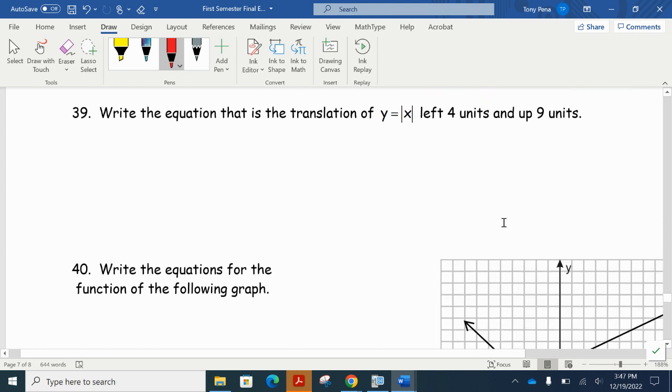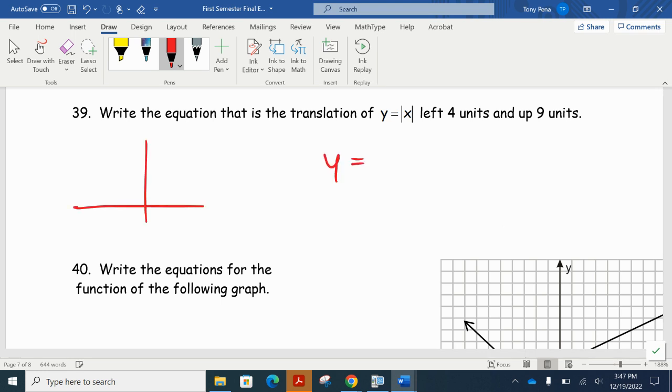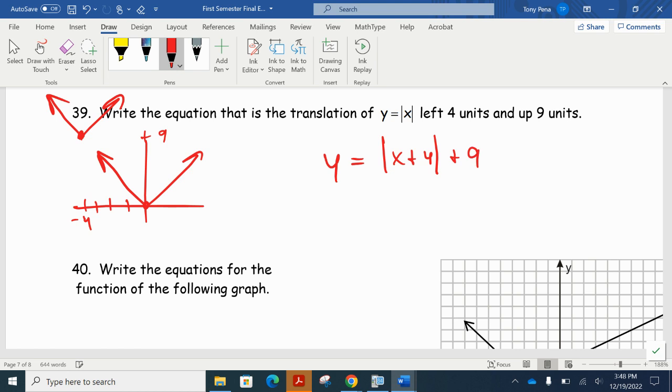All right, 39. These absolute value equations. If this is our original function, this is the one that we did our little table with and we graphed it, and I want this to go left 4 to the -4 and then up 9 so that now it's over here. Notice if my vertex is at -4, we would actually want to do x plus 4 on the inside. And then if I'm going up to the +9, I would add 9. So that's our new equation.